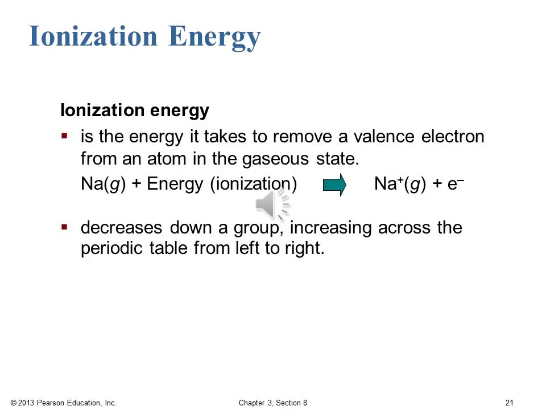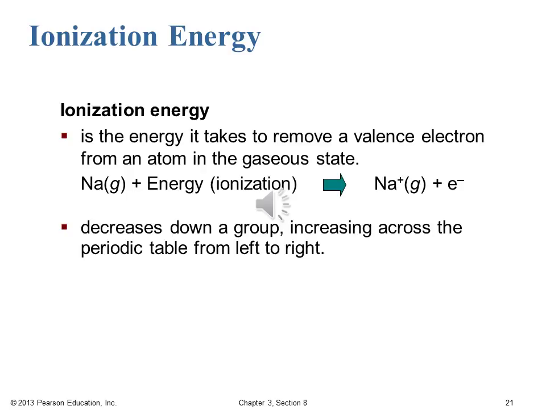Alright, our next trend is actually very much related to atomic radius if you think about it, and this is called ionization energy. Ionization energy, as we see here, is the energy it takes to remove a valence electron from an atom in the gaseous state. So we take a gaseous sodium atom, we add energy to ionize it, and we now get the gaseous sodium ion plus that electron that we removed. This decreases down a group and increases across a period from left to right. And that's the same sort of idea as the atomic radius.